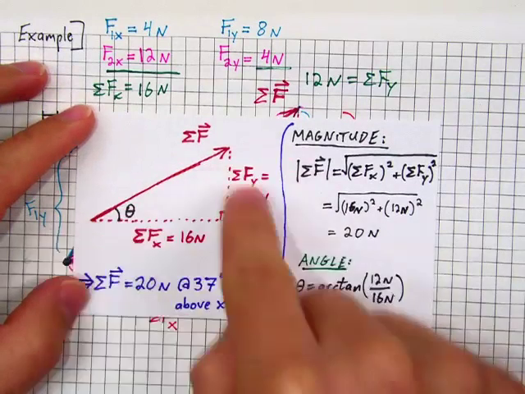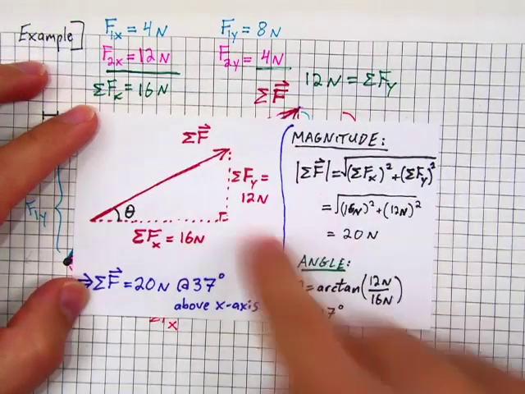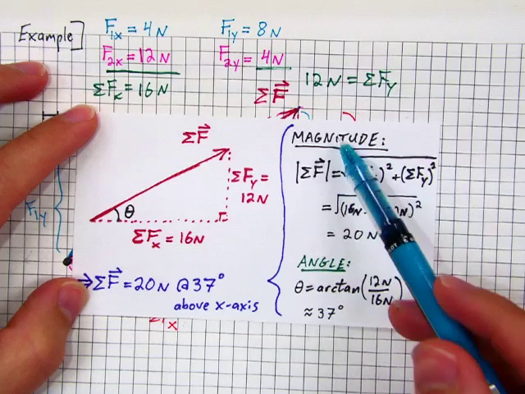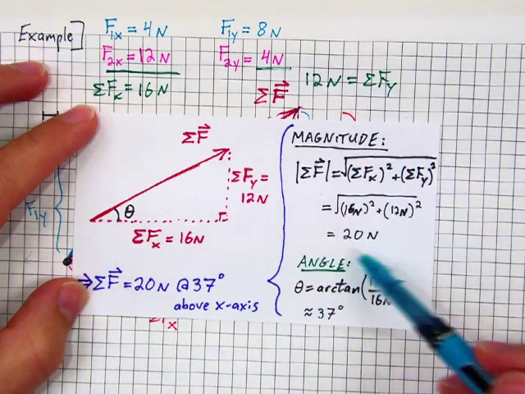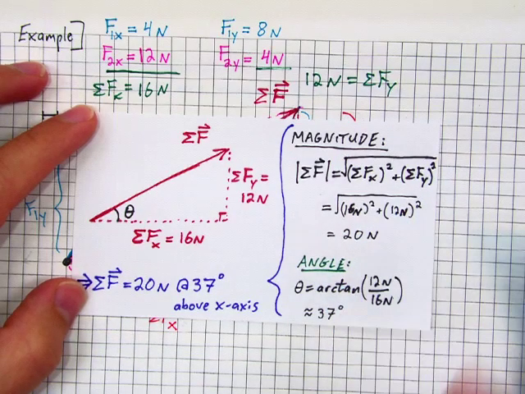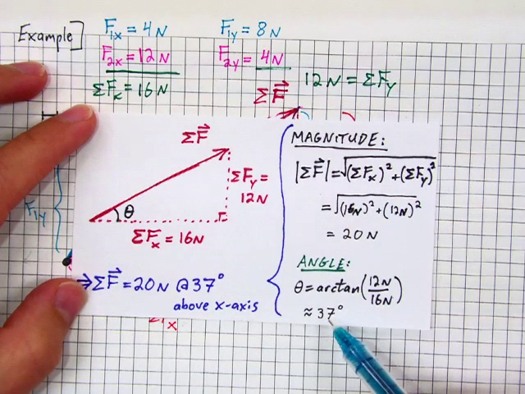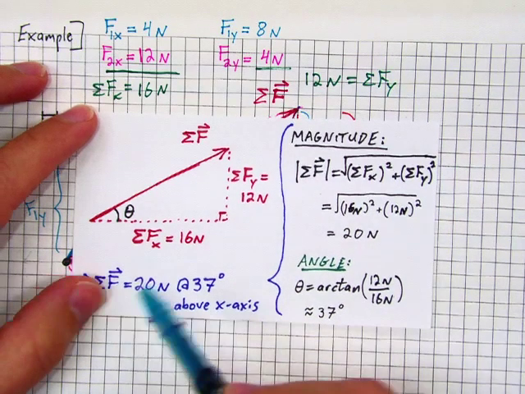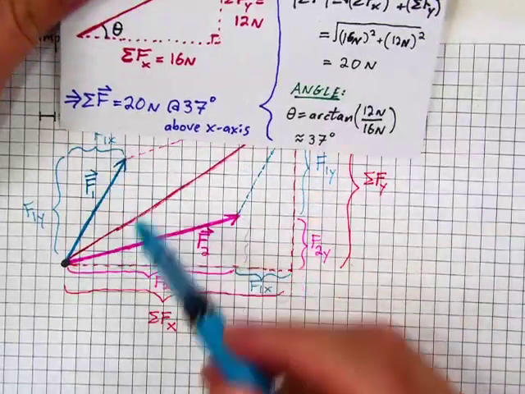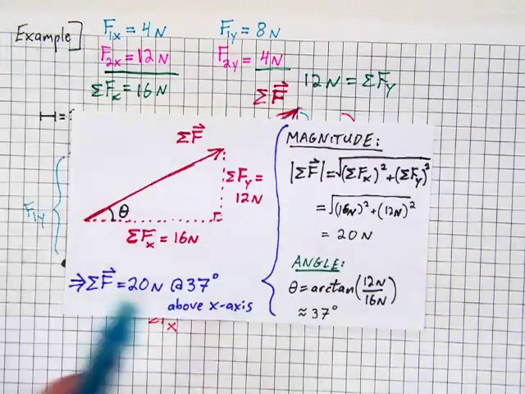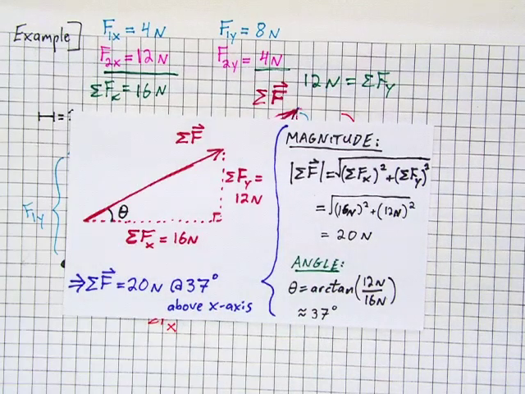here I've redrawn that net force, 16 newtons and 12 newtons. We can then combine those two components using Pythagorean theorem to find that our net force has magnitude 20 newtons. And again, using some trigonometry, figure out the angle right here that it's making is about 37 degrees. And report that the net force, the sum of F1 and F2, gives us 20 newtons at about 37 degrees above the x-axis right there.